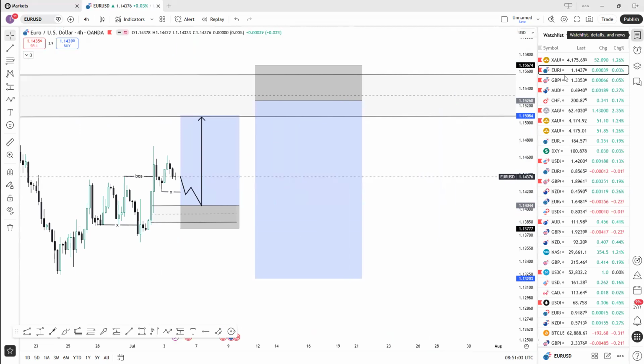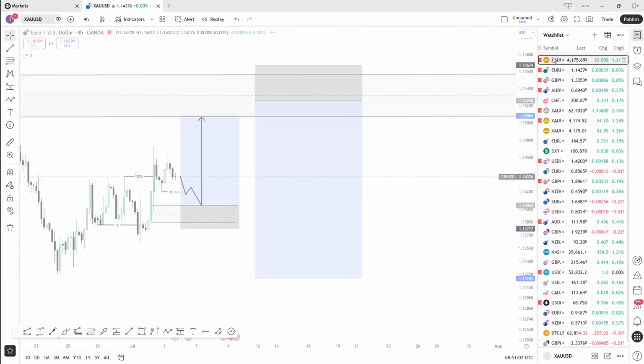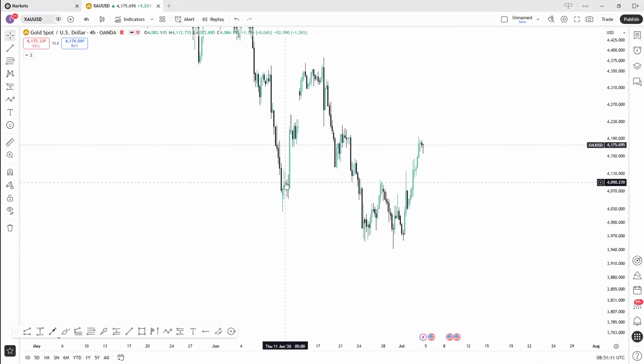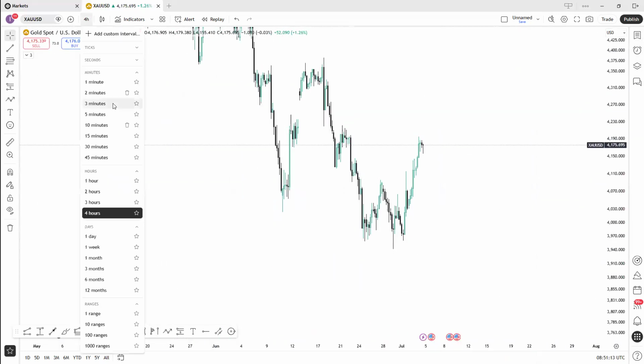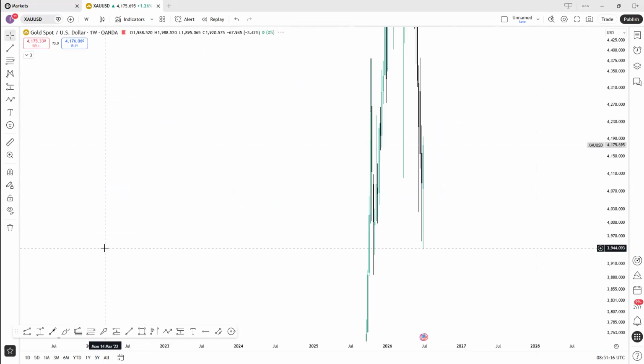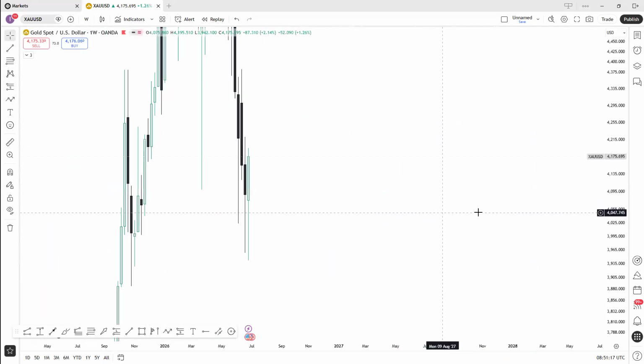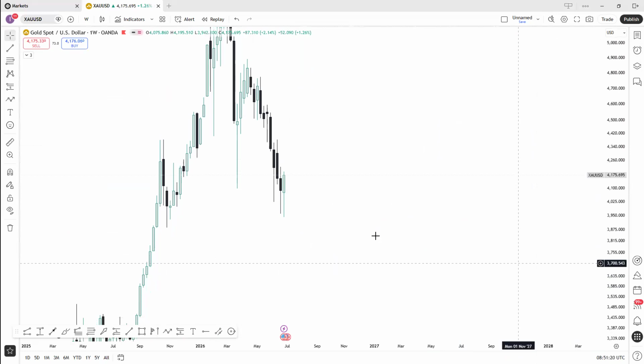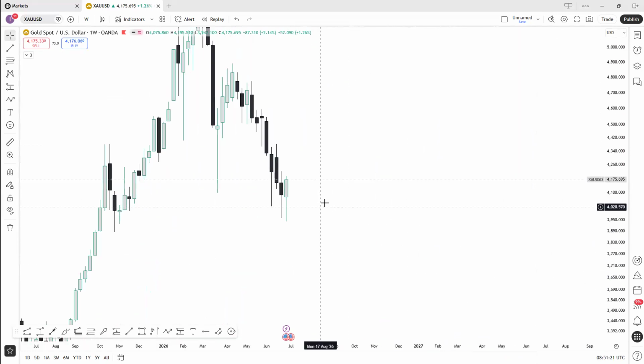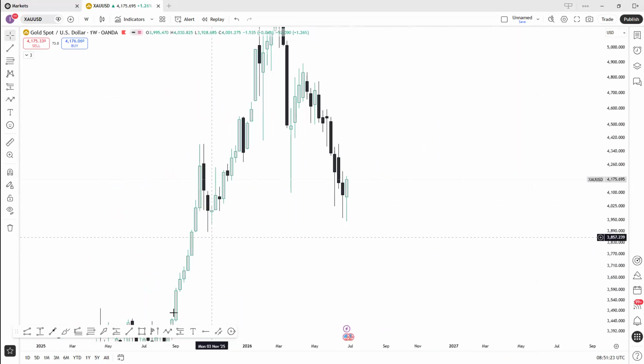Okay, another pair, you can see Goldie. Goldie also, let's start from the weekly time frame. Weekly time frame of this market structure. Last week's candle closed bullish for the first time.